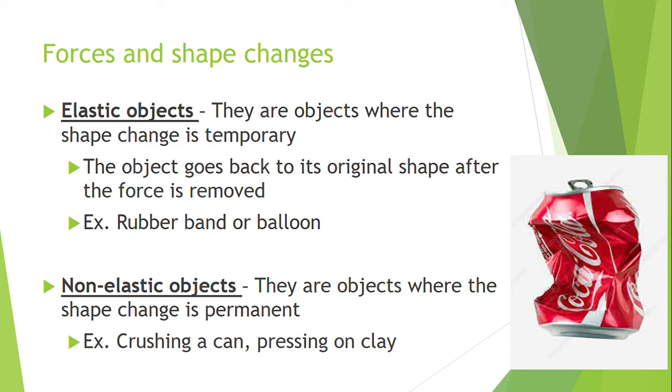And a non-elastic object is something where the shape change is permanent. So if we are crushing a can, or if you are building something out of clay, then you are changing the shape. It holds its new shape on its own. It doesn't jump back like a rubber band or like a balloon.